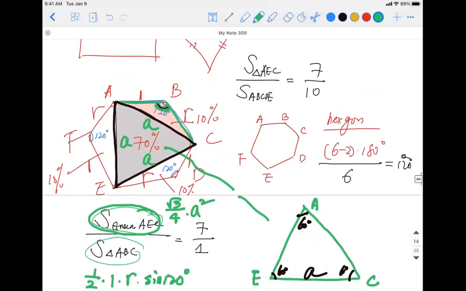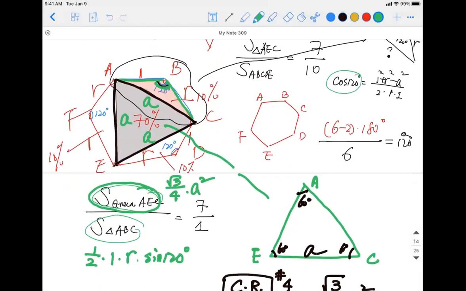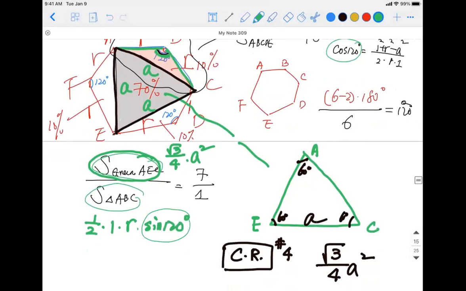That one, you're going to use the help of the cosine law, right? Check it out. Within this triangle, I'm just going to drag it out to here. This is 1, this is R, this is 120 degrees. How can I determine the value of A? Cosine 120 degrees will be equal to 1 squared plus R squared minus A squared, over 2 times 1 times R. Is that right? So far, so good? Okay. Now, as long as you know the value for cosine 120 degrees and also sine 120 degrees, your work is done. Is that right?